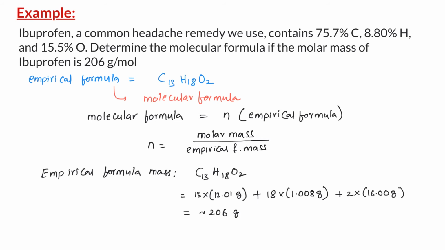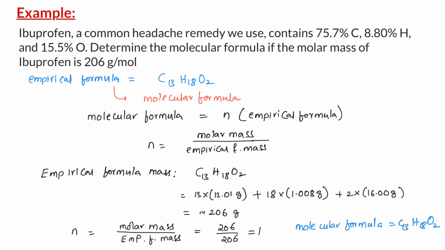If we do the math, we get 206.27 grams. As we can see, the molar mass is the same as the empirical formula mass. That means the whole number multiple is 1 and the empirical formula is the same as molecular formula. Therefore, the molecular formula of ibuprofen is C13H18O2.